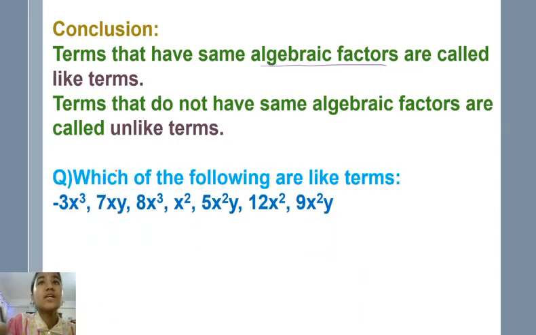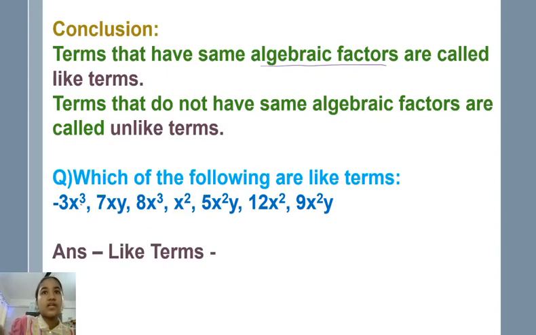Alright. Which of the following are like terms? Let's see. Minus 3x cubed, 7xy. So we have to even look at the power. Two terms we have, minus 7x to the power 4 and minus 8x to the power 2. Now you might have a doubt that both have the same algebraic factor x, then why are they not like terms? They are not like terms because you see the power. They don't have the same power of x, so how can they be like terms?